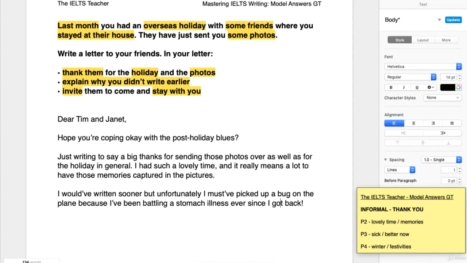Now what else have we got? We've got better now. So let's carry on with the second sentence. We want to say that we're better. A nice way to do that is with an idiom. So an idiom, picked up a bug. Another idiom for getting better is I'm on the mend. So not that we are better, but that we're getting better. So I think I'm on the mend now. But let's just refer back to it. But it was a nasty few days.